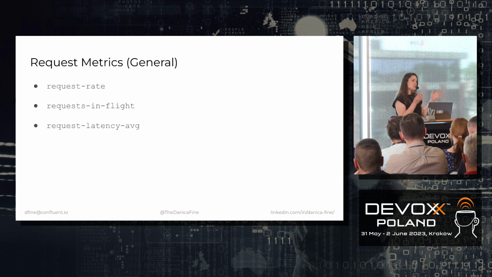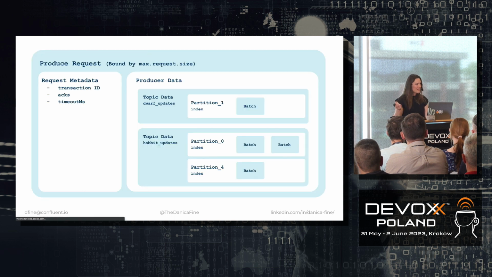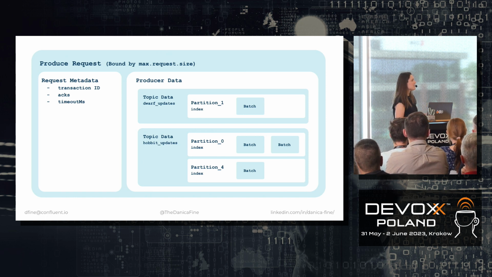Finally, we have request latency average. So once these requests are actually issued to the broker, a timer starts, right? And it doesn't stop until the producer receives a response. This metric is going to define the time it takes to make that happen. Okay? Now, let's get to the broker. But before, I want to show you what a request actually looks like, because there are a lot of nested structures here, and I want to make sure that we understand what can actually go into a producer request.